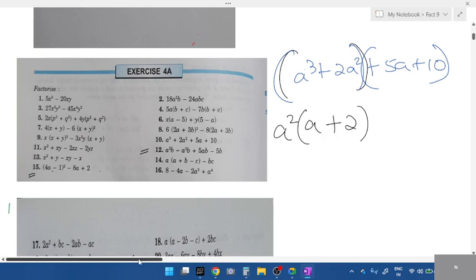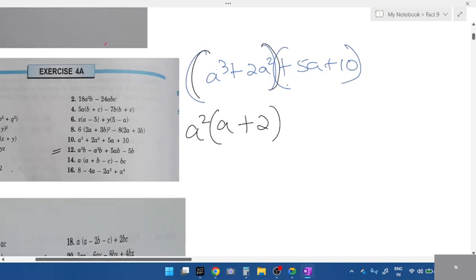Hmm. Next. Dia, tell me the next one. Take the first sign, students. Look at the screen. Don't write when I'm teaching. Take the first sign plus. What is common, Dia? 5 and 10. 5. In bracket, when you divide, 2.